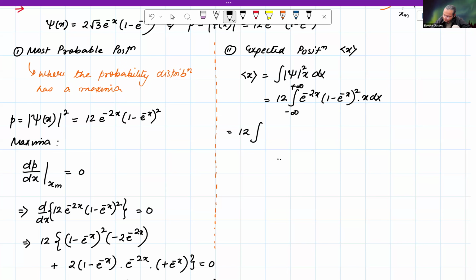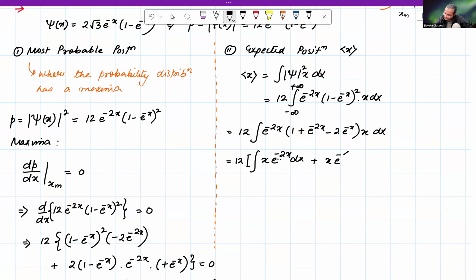12 integration e to the power minus 2x, times (1 plus e to the power minus 2x minus 2 e to the power minus x) dx. So this is equal to 12 integration of x e to the power minus 2x dx. One term comes like this, and the second term will be x e to the power minus 4x.